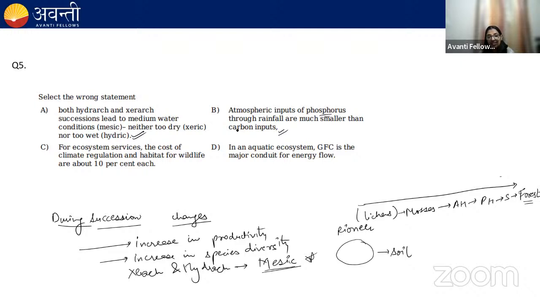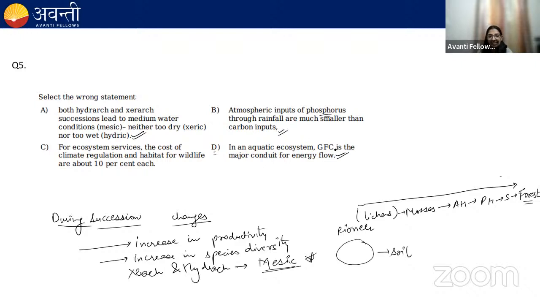And in the carbon cycle, the major reservoir is the atmosphere. Second is also true, that means B is also true. First, let's discuss option D. In an aquatic ecosystem, the grazing food chain is the major conduit for energy flow. This is also true because in the aquatic ecosystem, one organism will be eaten by another organism. There will be a predator food chain in the ecosystem.